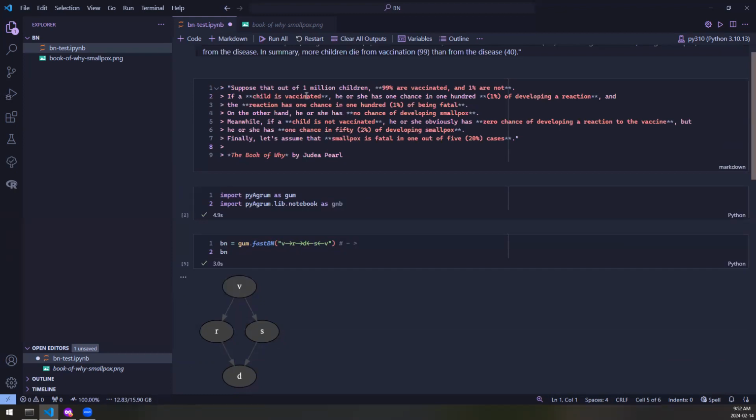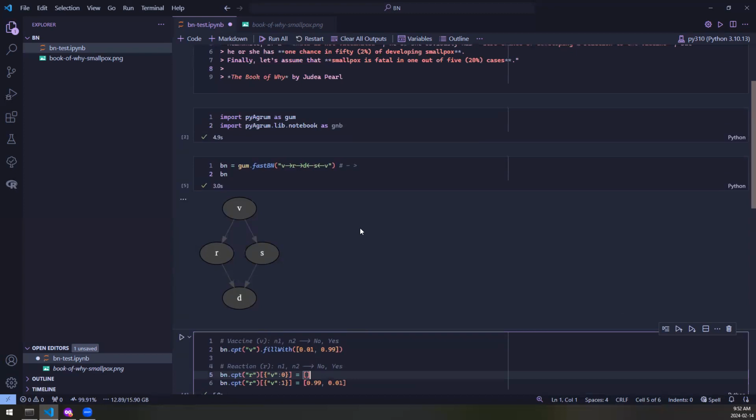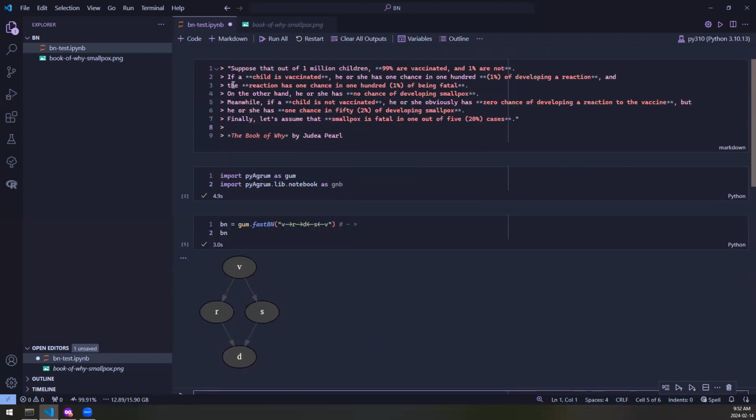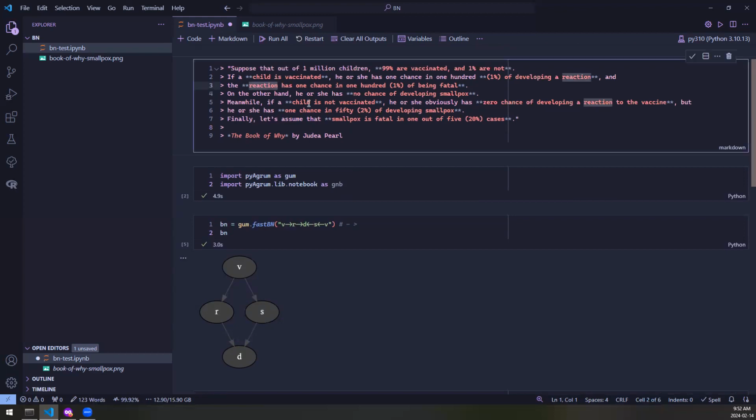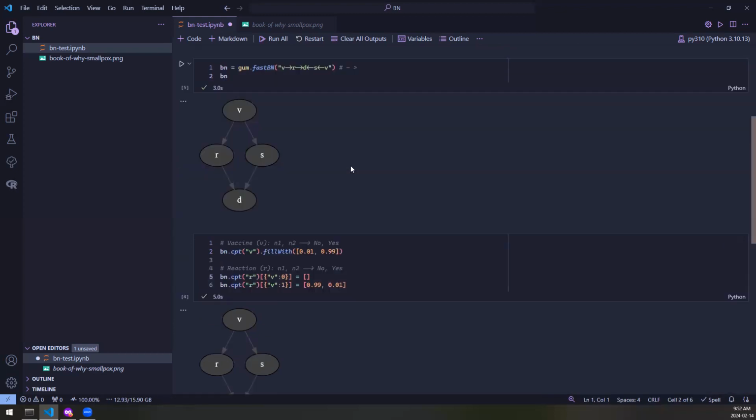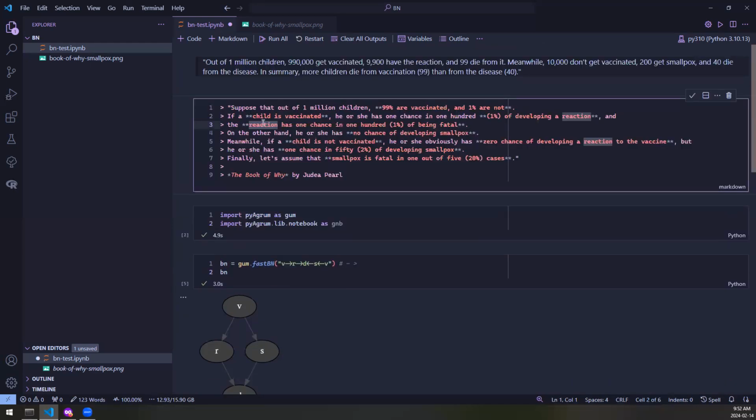So let's see, we have the vaccine 100%, 1% of developing reaction. Okay, and then I'm just going to go through the text. So reaction has 1 chance in 100, so 1% of being fatal. So here we are talking about the reaction variable and the fatal variable. So if that child had a reaction, there is 1% probability of being fatal.